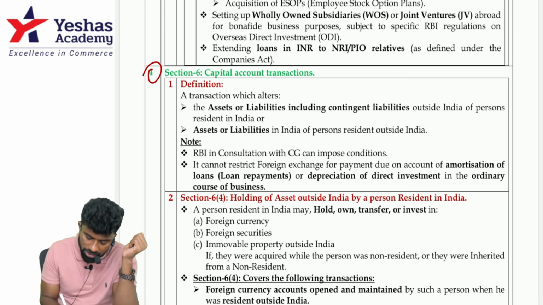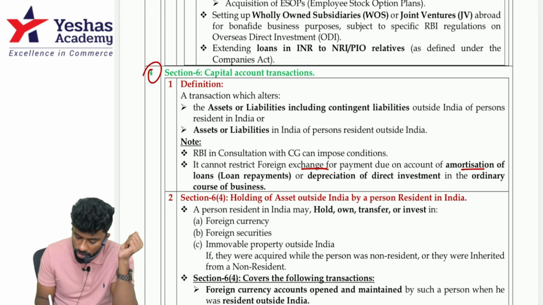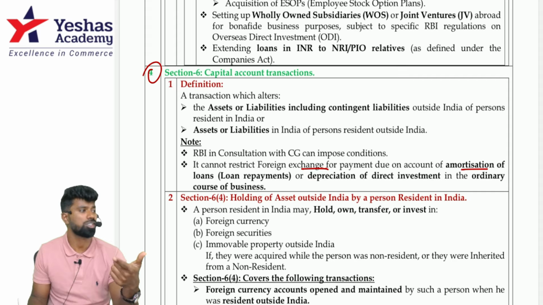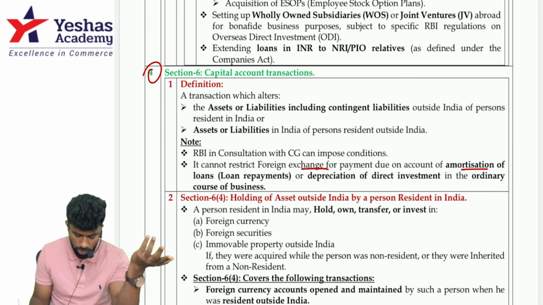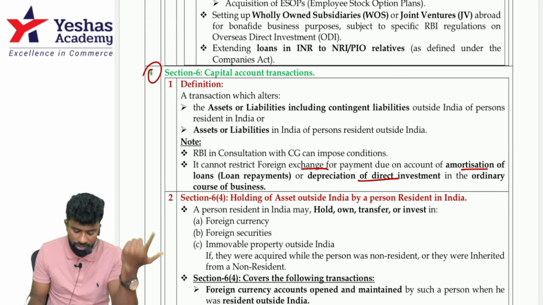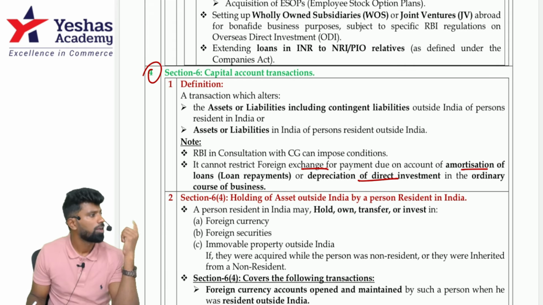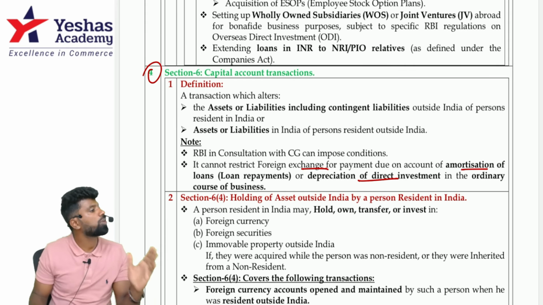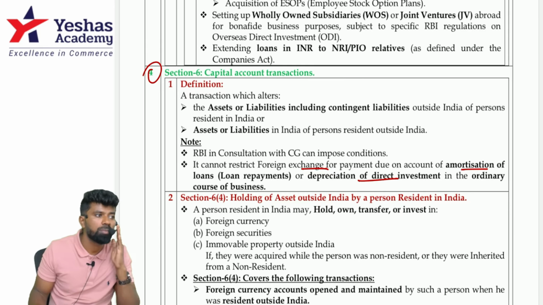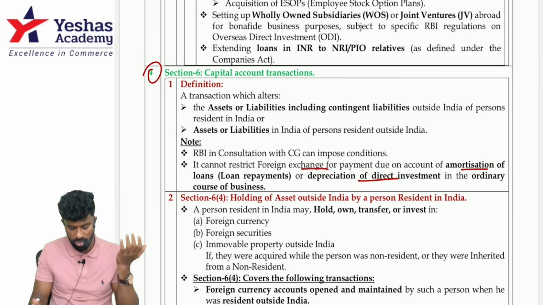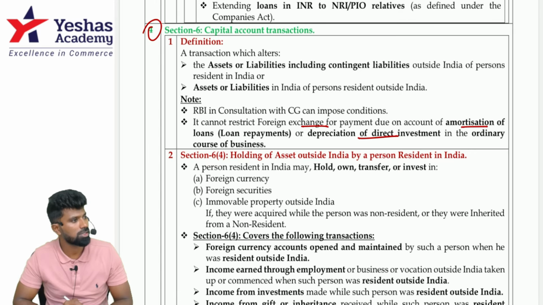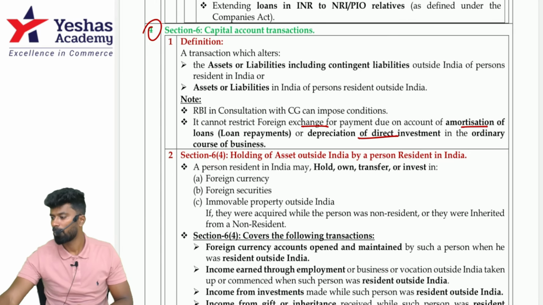RBI. It cannot restrict the foreign exchange for the payment due on what? Amortization of loan. What is amortization? Repayment of the loans or depreciation of direct investment in the ordinary course of business. For the payment of these purposes, who cannot put restrictions? RBI. Who cannot put restriction? RBI. Are we clear with this? Yes or no?